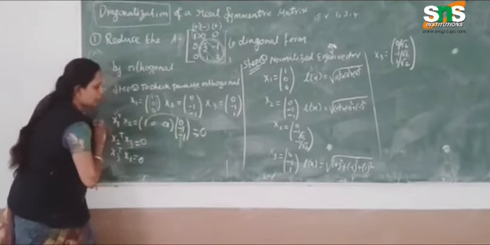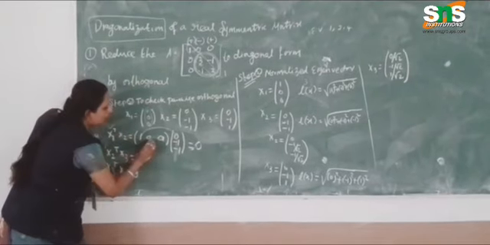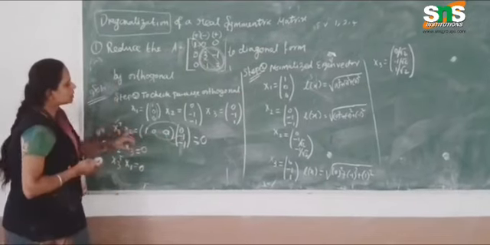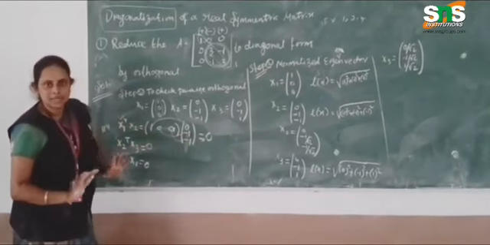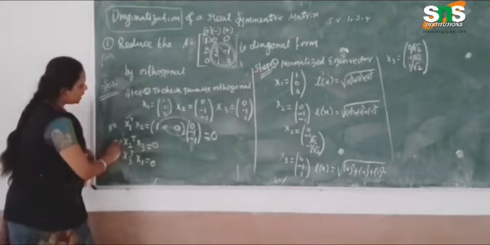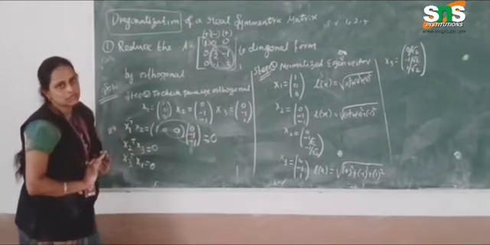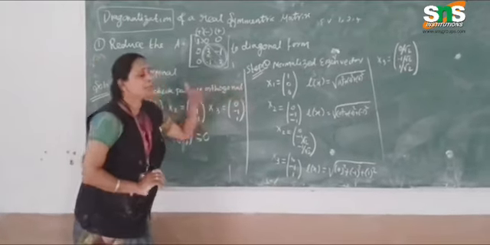Here we multiply: 1 into 0 is 0, 0 into anything is 0, 0 into anything is 0. So it is 0, and it is pairwise orthogonal. Similarly, we want to find x2 transpose x3 equal to 0, and x3 transpose x1 equal to 0. Then we go on to the third step.